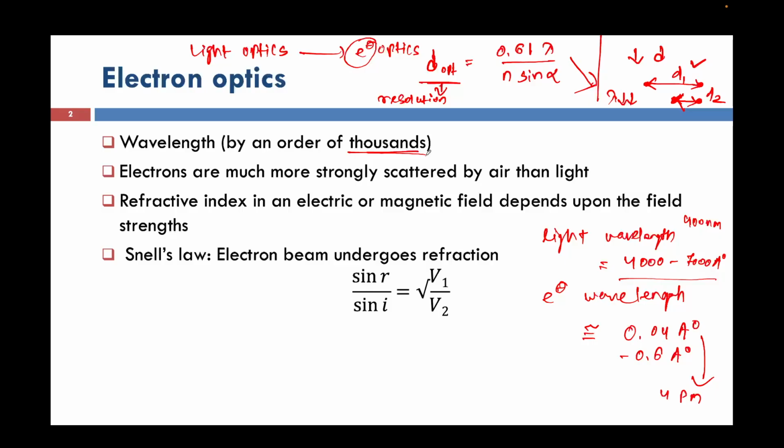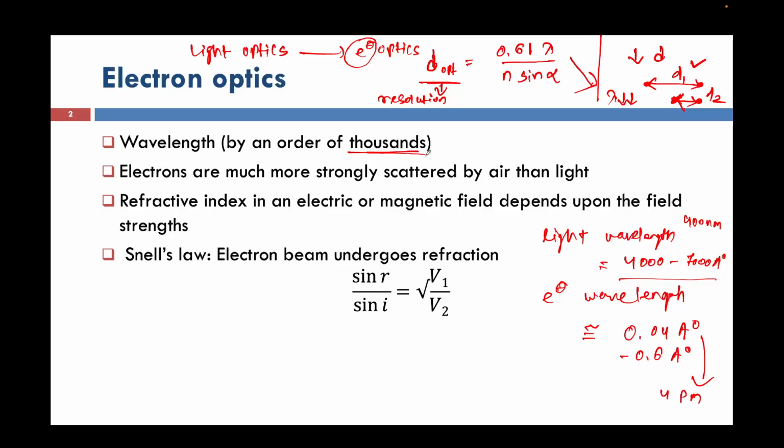So from here I can see that if I change my beam from light to electron, I will be able to get much more information than I was initially getting from light optics. This is one of the primary reasons that from light optics we are switching to electron optics. One of the benefits we get is better resolution.